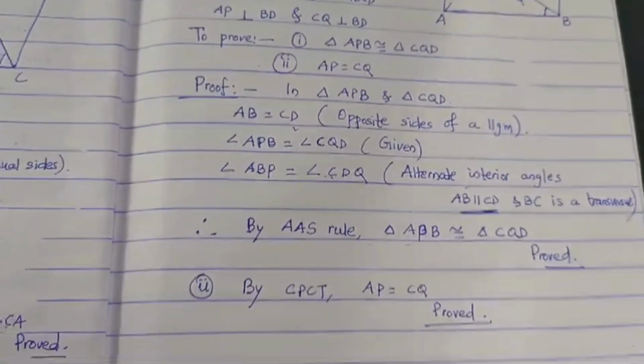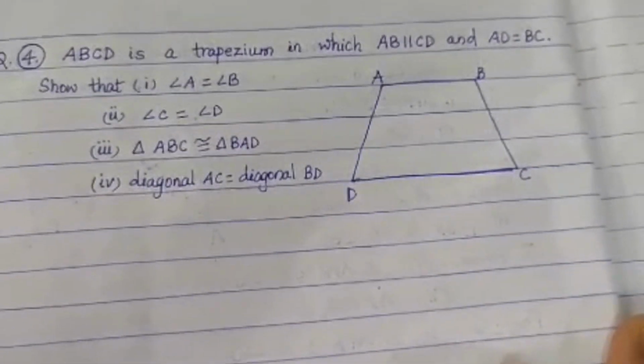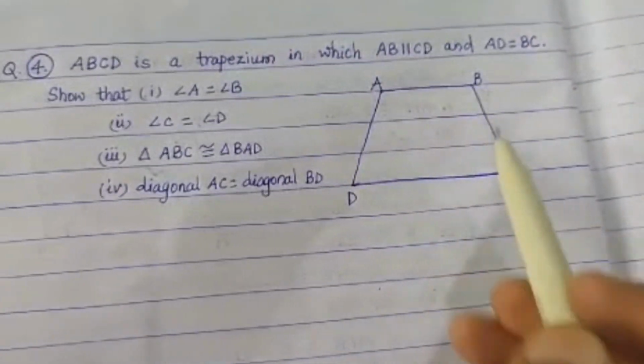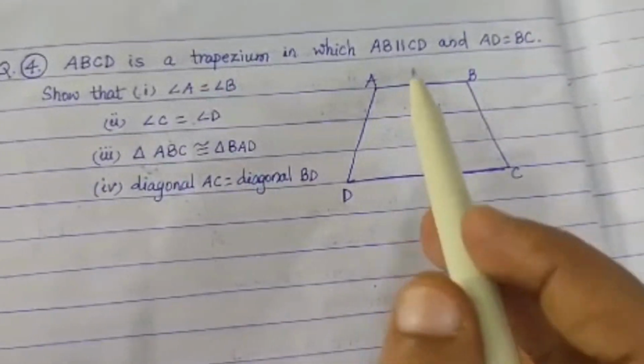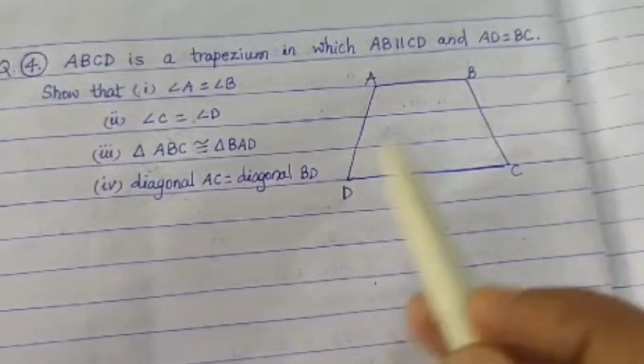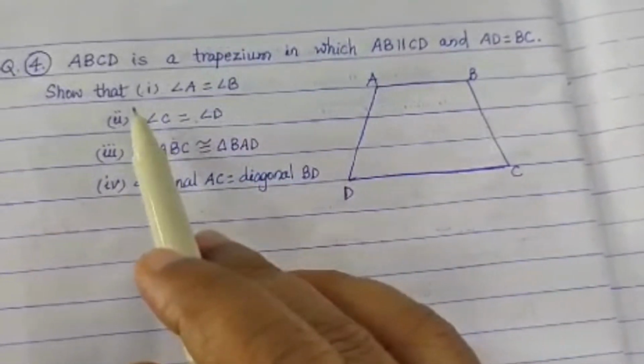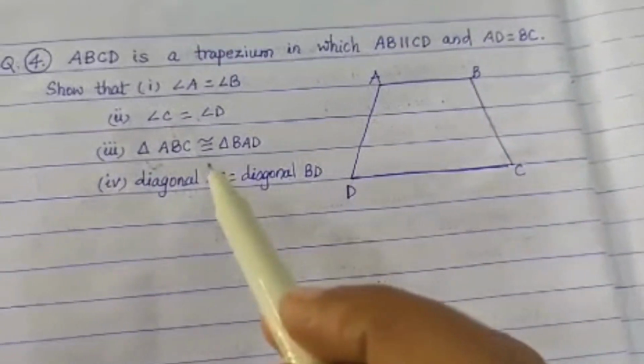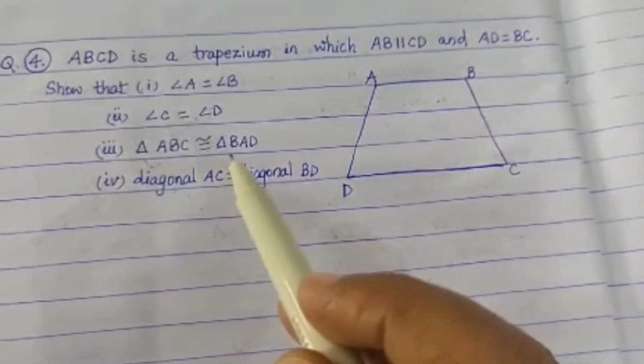Okay, now move on. So friends, let's take one more question. The question is like this. ABCD is a trapezium in which AB parallel to CD and AD equal to BC. Then show that angle A equal to angle B, angle C equal to angle D, and triangle ABC is congruent to triangle BAD.